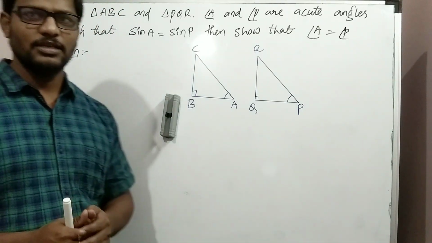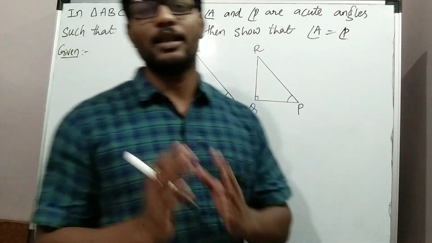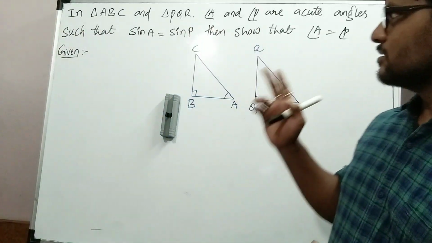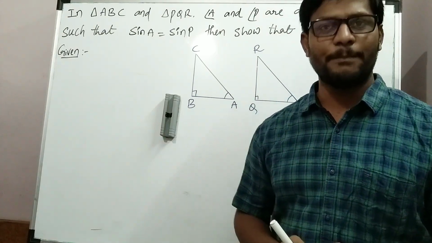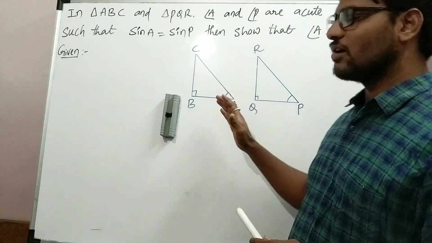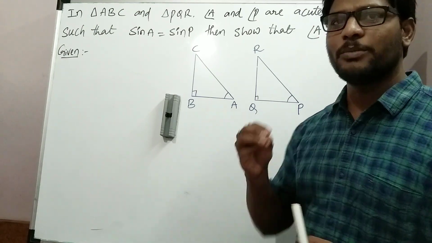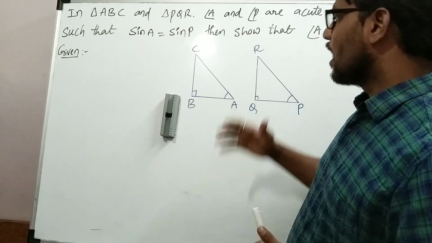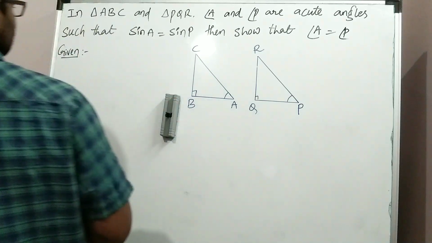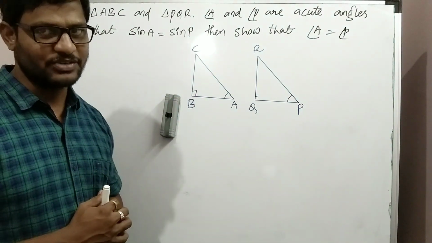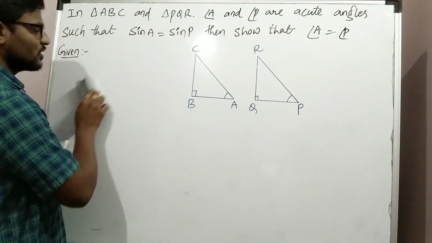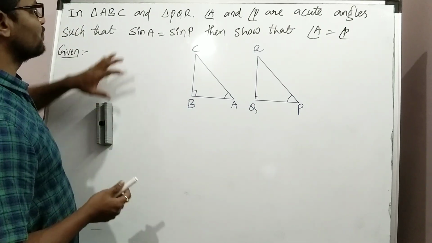Today's problem is: in two triangles ABC and PQR, sin A equals sin P, then we have to prove that angle A equals angle P. I can't say it is a simple problem because there are so many things you need to remember, and it is also a connection problem, a combination of trigonometry and similar triangles. So unless you know the concept of similar triangles, you cannot prove this.